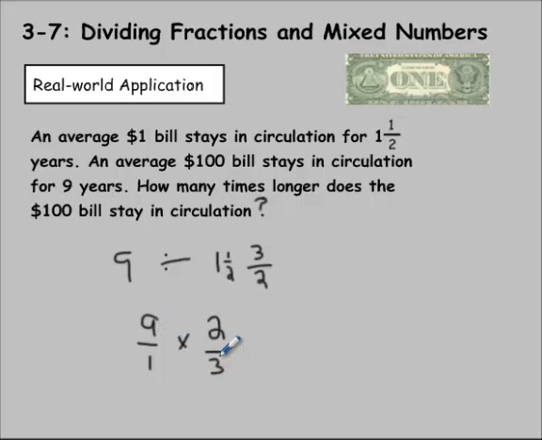And just like last time, I can simplify now. Let's divide these both by 3. So this would be 3, this would be 1. So 3 times 2 is 6. 1 times 1 is 1. So you could write it over 1, but you can just write 6 for your answer then. So this would be 6 times longer.